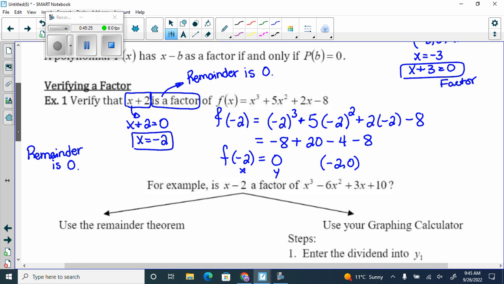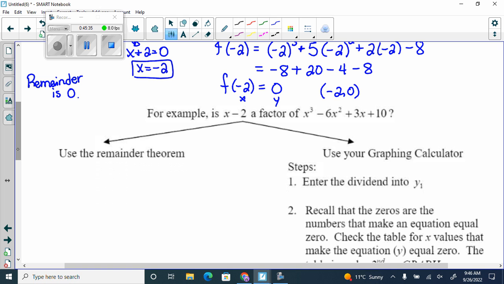So we can actually do this without using remainder theorem. We can do this via synthetic division as well. But we're going to do another example where we're going to show it using remainder theorem, see if it's a factor, and then we're going to do synthetic division. So here we have, for example, is x minus 2 a factor of x cubed minus 6x squared plus 3x plus 10?